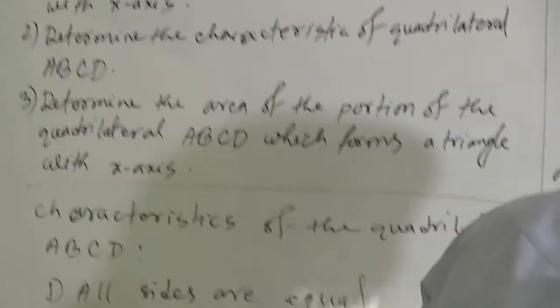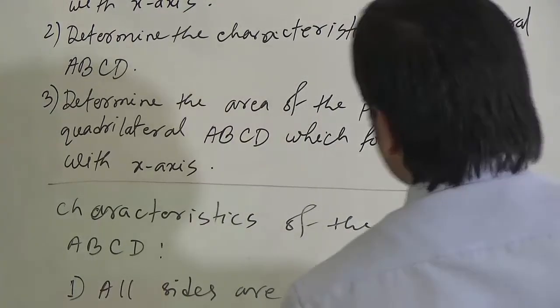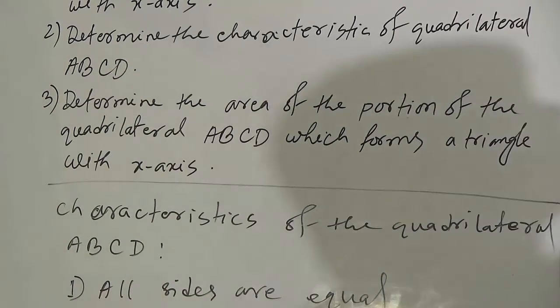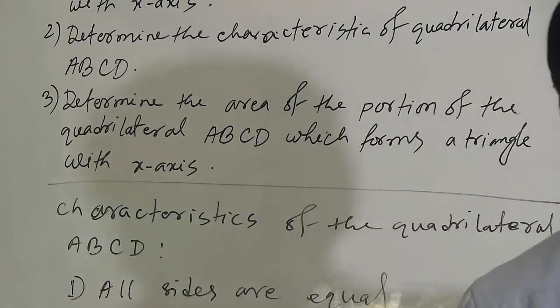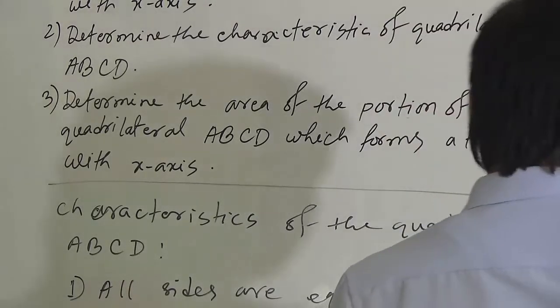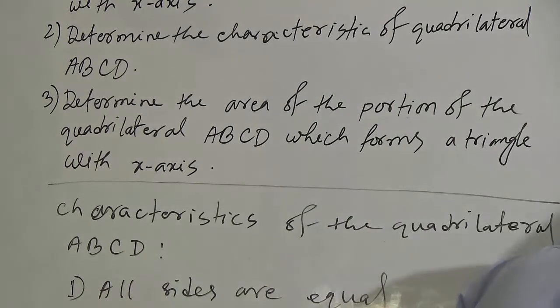Now I will solve question 3. What is question 3? Determine the area of the portion of the quadrilateral ABCD which forms a triangle with the x-axis. So read the question properly and try to understand what you need to determine.